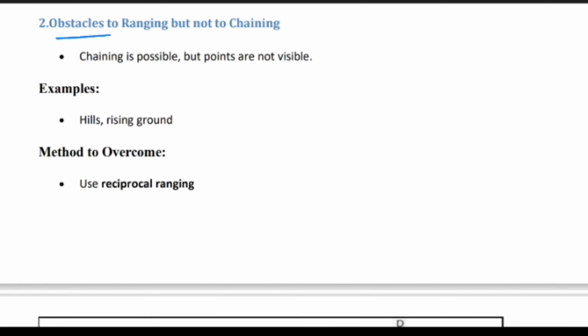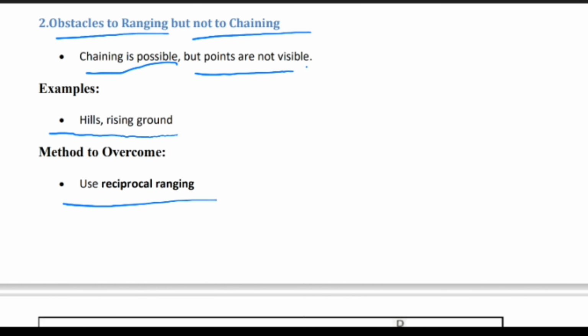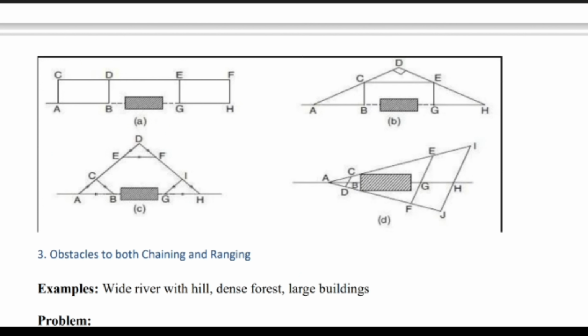Next, obstacle in ranging but not chaining. Here chaining is possible but the point will not be visible, for example a hill or rising ground. To overcome this we go for reciprocal ranging. I will show you the diagrams, and you can write them in the exam for the above obstacle.